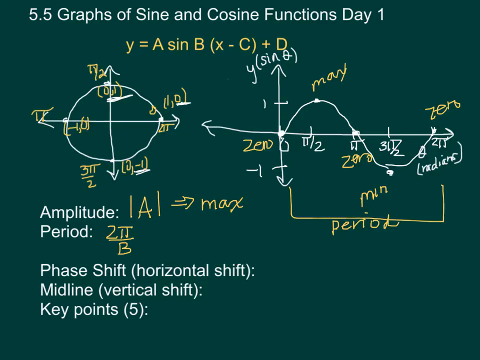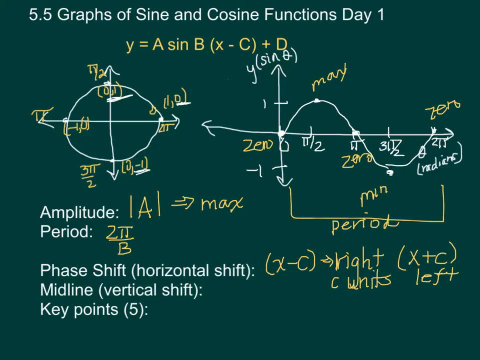Your phase shift, which we always call horizontal shift, that's the part in parentheses, the x minus c. So if you see minus, you're moving right, just like in the other graphs we learned in Algebra 2. And if you see plus, we're actually moving left. So minus is right c units, and plus is left c units.